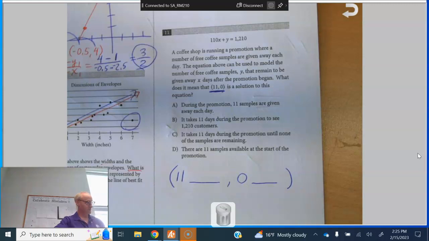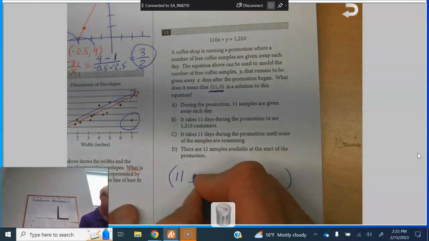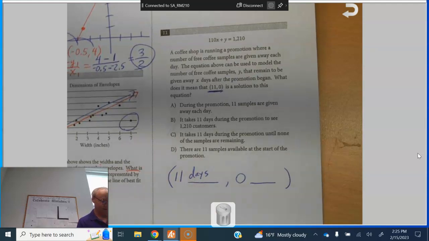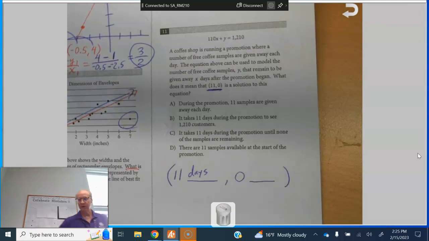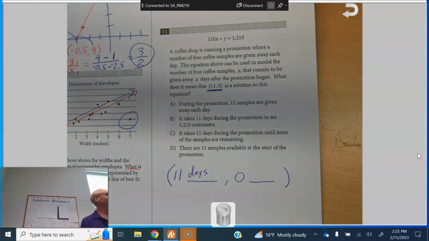Six, 9. How about 8 left? Where'd Nate go? Yeah, right back. Baby's not here either. How about Millie? 11 what? It certainly is not cats. 11 days, yep. Days since they started the promotion. What about the 0? Let me see. I'm going to pick on somebody. Lexi. 0 what?